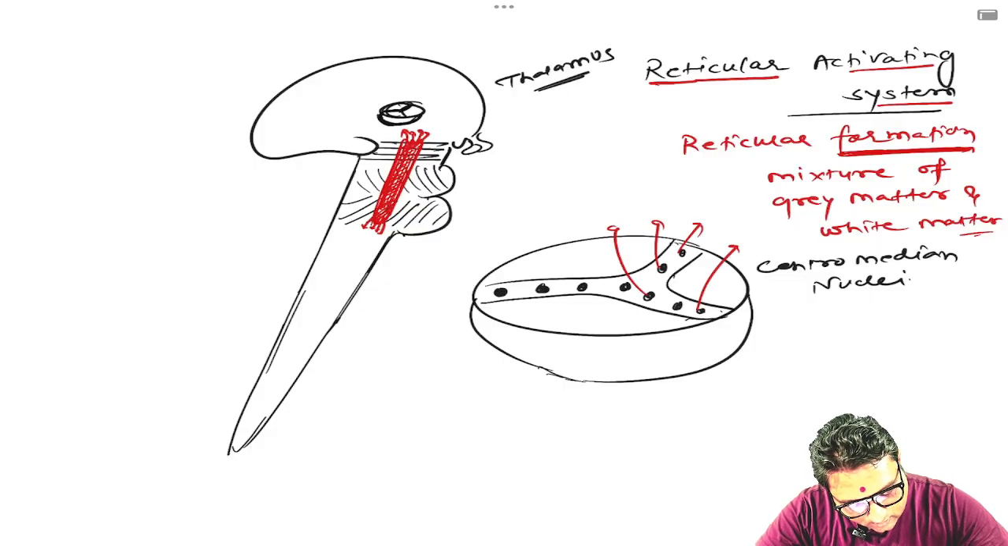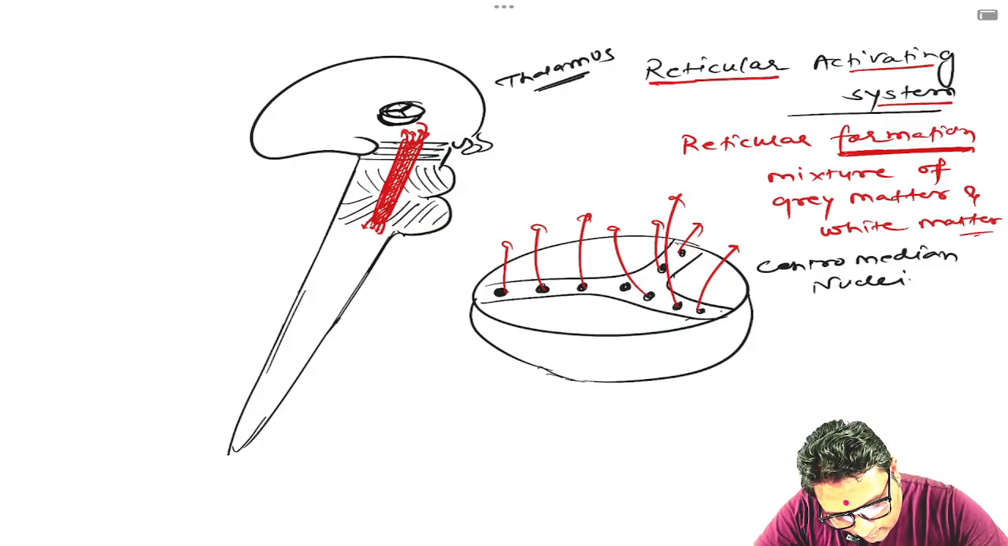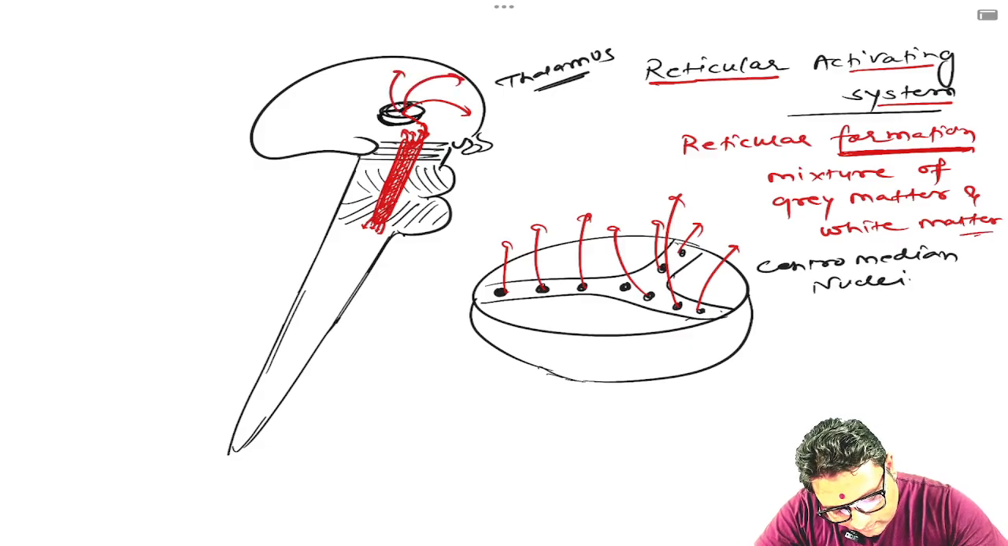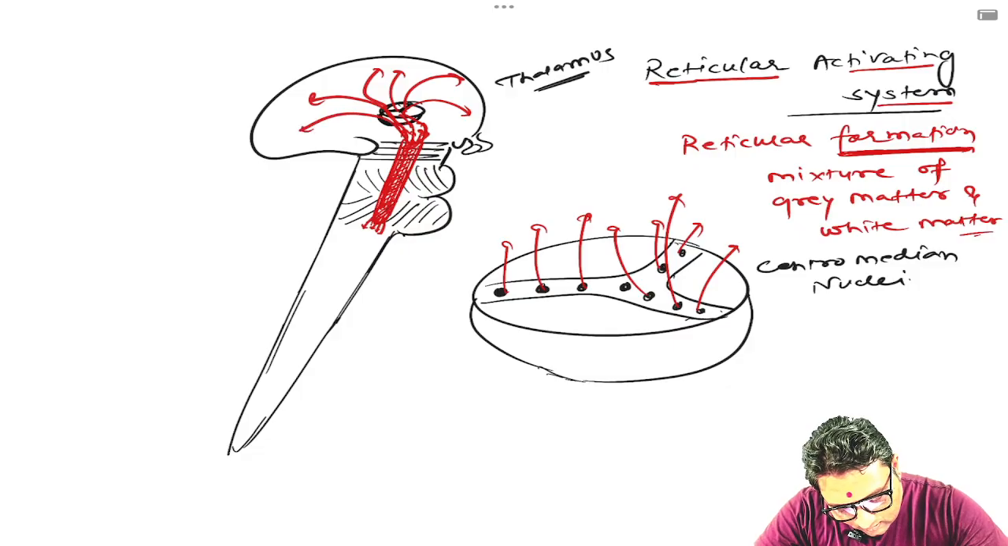Now, the ascending fibers of the reticular formation pass through these centromedian nuclei and ascend upward toward the cerebral cortex. So from here, these ascending fibers through the centromedian nuclei connect to the cerebral cortex, and all the cortex: occipital, temporal, parietal as well as frontal cortex.